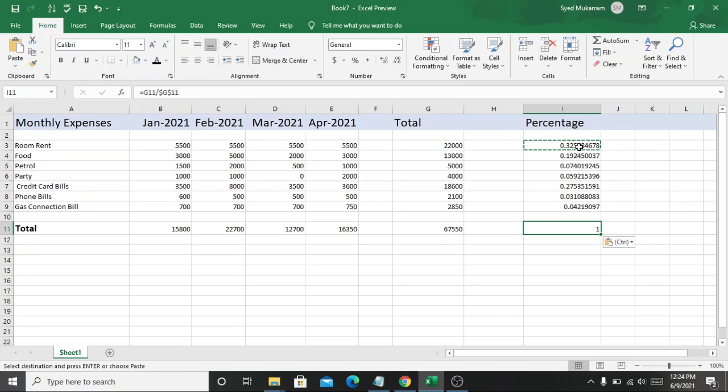32% is what my room rent expenditure is of the total value, and 19% for food I have spent, and then petrol 7%, and then for party 5%, and then credit card bills 2.7%. And then a very small amount, less than 1%, I have spent on phone bills, and again less than 1% I have spent on gas bills, and so on guys.